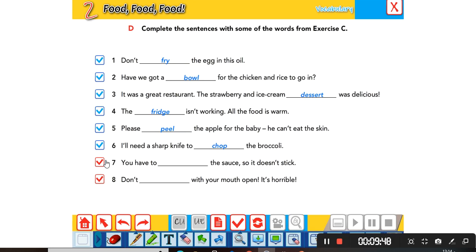Number 7, you have to space the sauce so it doesn't stick. What should you do while making the sauce? You should always keep stirring, and you should stir the sauce.